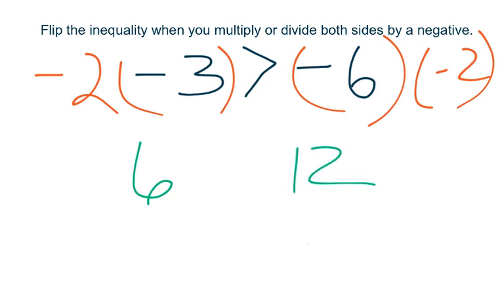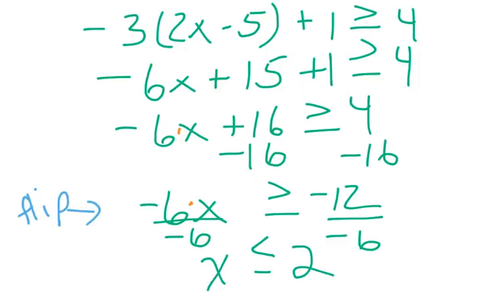And notice what's happened now. Instead of having a greater than symbol, we actually need a less than symbol because 6 is less than 12. So that's hard to really explain why you have to flip the inequality there, but I hope that makes it a little bit clearer. So when you're doing a problem like this, when you realize you're dividing both sides by -6, you do need to flip that inequality around. And then we have x is less than or equal to 2.